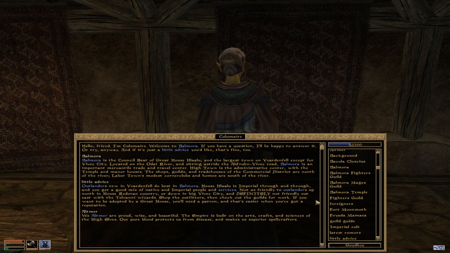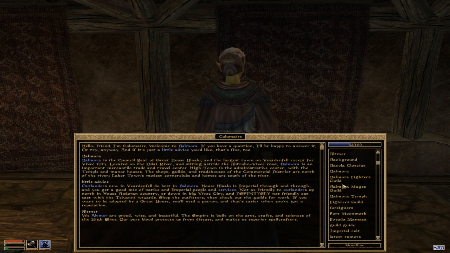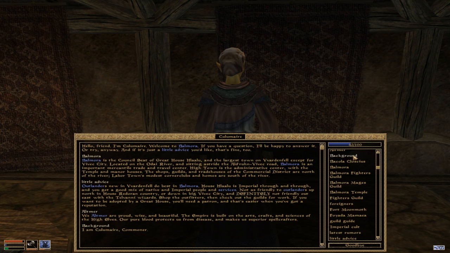Anyway, we Altmer are proud, wise, and beautiful. The empire is built on the arts, crafts, and sciences of the High Elves. Our pure blood protects us from disease and makes us superior spellcrafters.